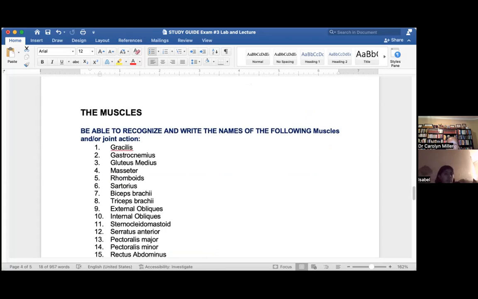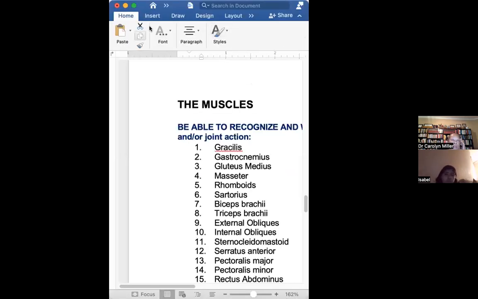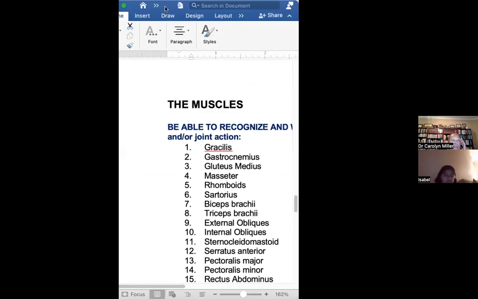These are the muscles that you need to know. They're not that many, but let me show you. I'm going to make this smaller so I can go out to the internet and try.